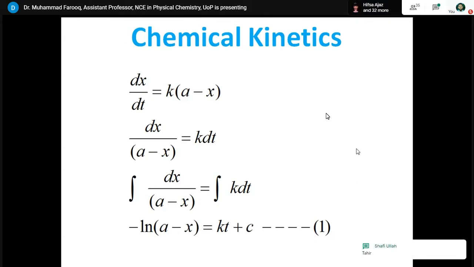Rearranging, dx divided by A minus x is equal to K dt. Taking integration on both sides, the integral of dx divided by A minus x is equal to the integral of K dt. This is the formula: if we have a function, for example A minus x, and its derivative is in the numerator, do you know the integration?